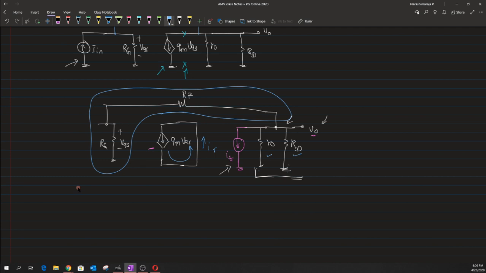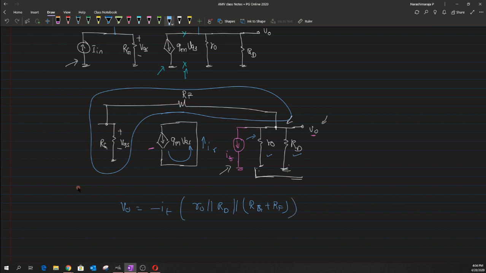Okay. So let me just try to write the expression for V naught, which is the current, and this current is flowing in the opposite direction, right. So I have to write it as minus IT here, and that is flowing across this parallel combination of r naught, Rd, and this Rg and Rf, which are in series. Okay.